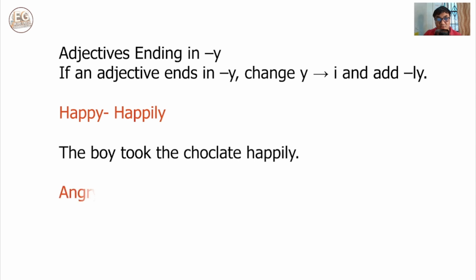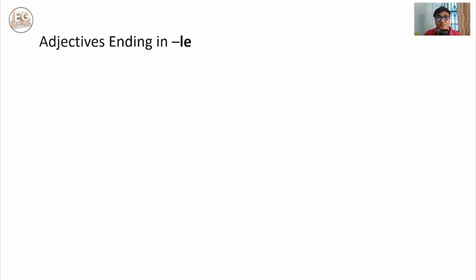Right? Okay, let us see another one. Angry. So angry becomes angrily. Let's see. He spoke angrily. So that's another way of forming an adverb. So for any adjective that ends with the letter y, we form an adverb by applying i in place of y and ly in the end.